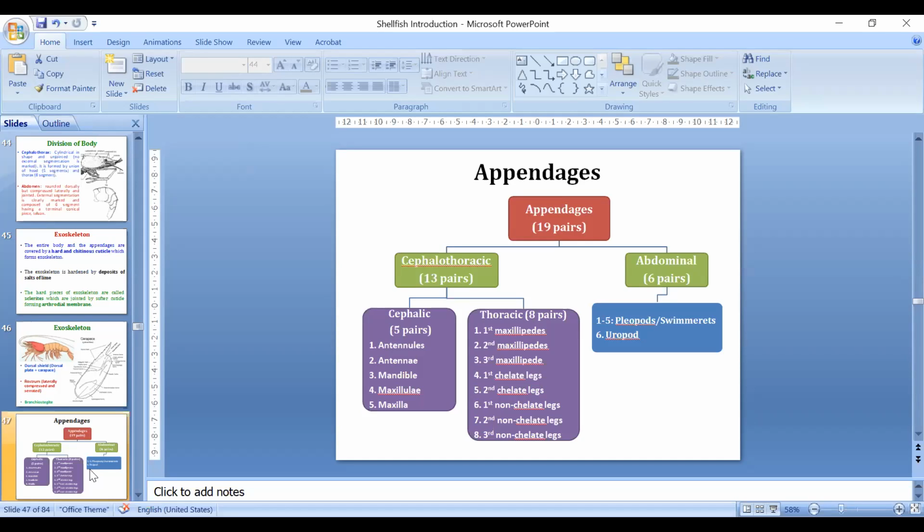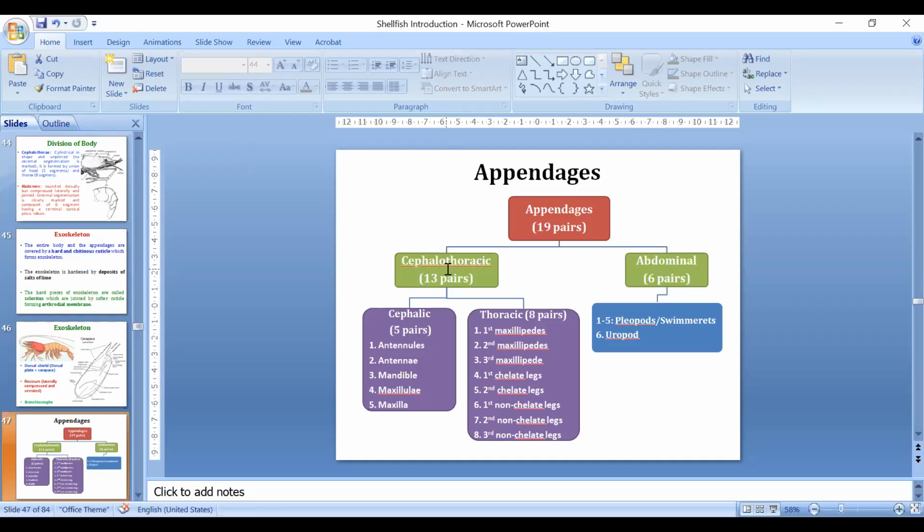Okay, so if there are 19 body segments in the prawn, and each segment bears one pair of appendages, there will be 19 pairs of appendages. As I have told, in the prawn there are 13 cephalothoracic segments, so there are 13 pairs of cephalothoracic appendages. There are 6 abdominal segments, so there are 6 pairs of abdominal appendages.